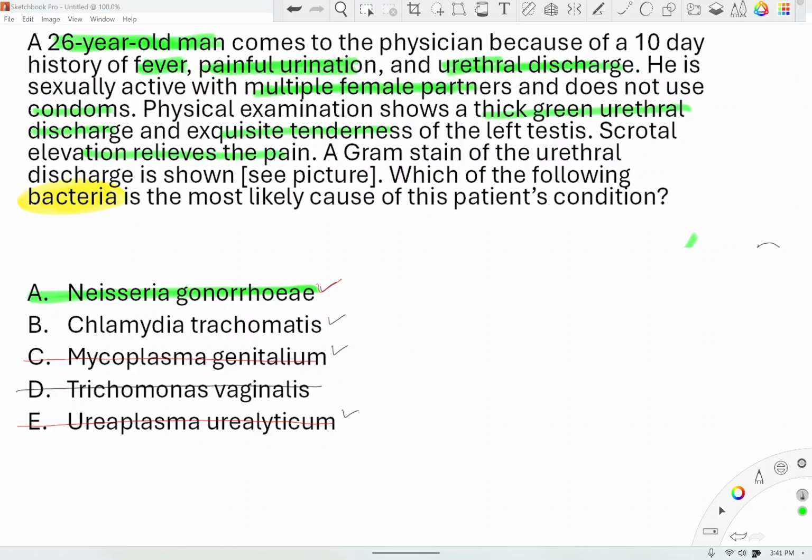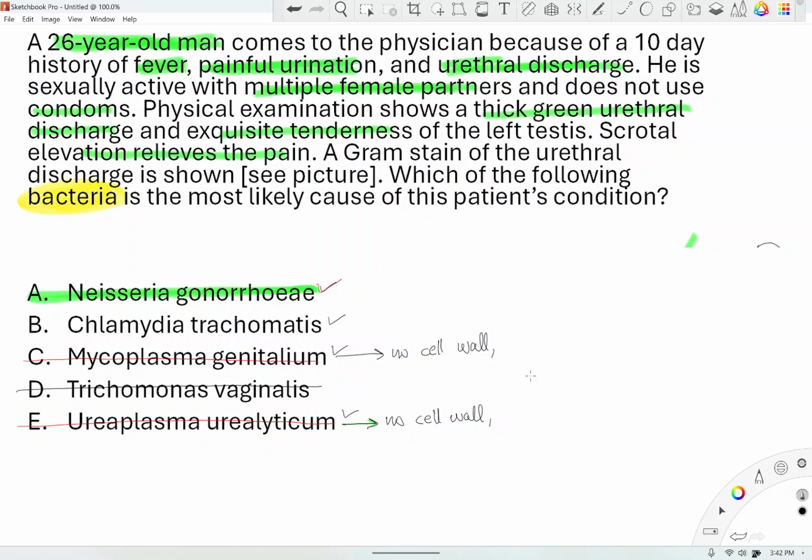Ureaplasma has no cell wall. Mycoplasma has no cell wall. So these two bacteria are similar. If they don't have a cell wall, they don't stain. The only way we can identify bacteria, whether they're gram-negative or positive, is based on their cell wall, and their cell wall is made of a peptidoglycan layer. So they have no cell wall, they don't stain.